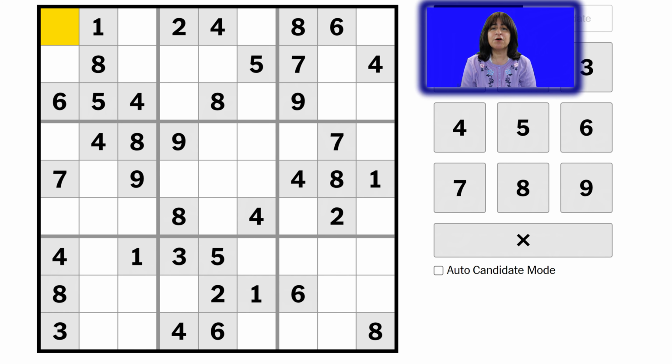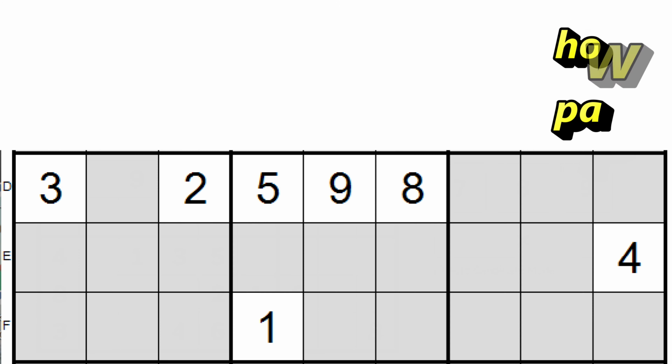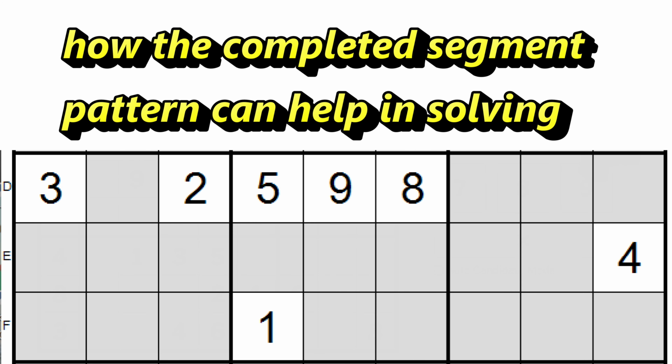Sometimes a puzzle starts off with a completed segment already in the puzzle, and sometimes it appears later as you fill in the numbers. Let's have a look at how this pattern can help, and then I'll give you some tips on what to look for.